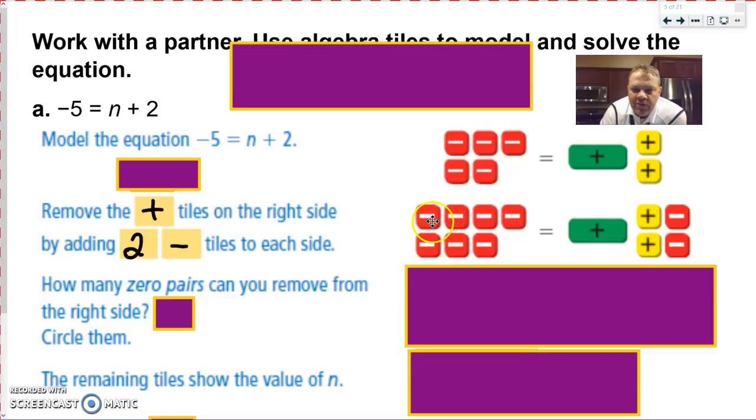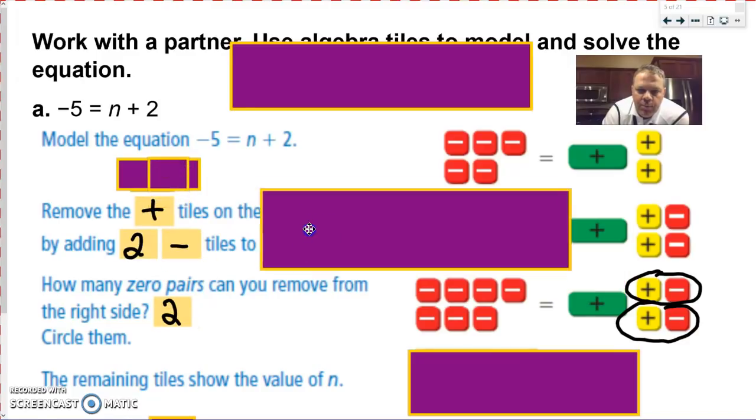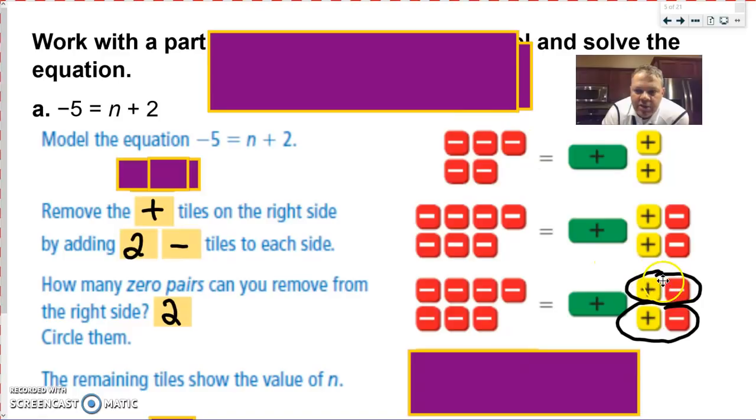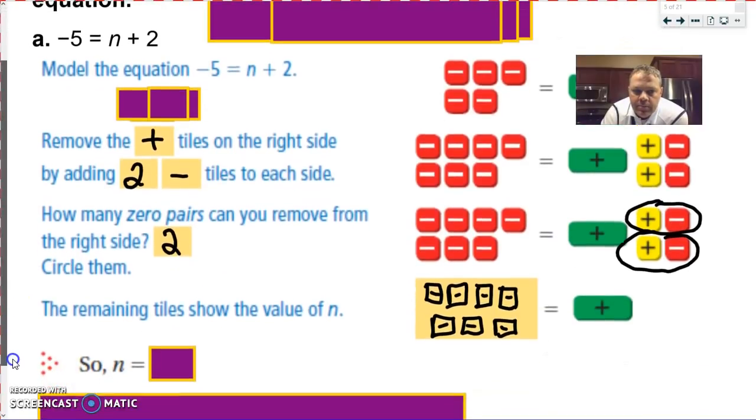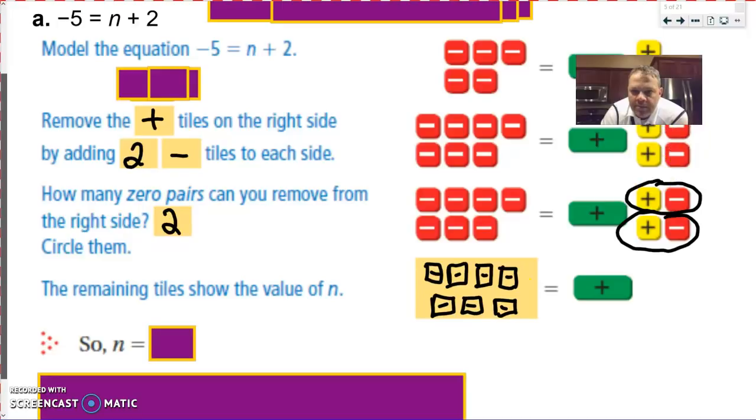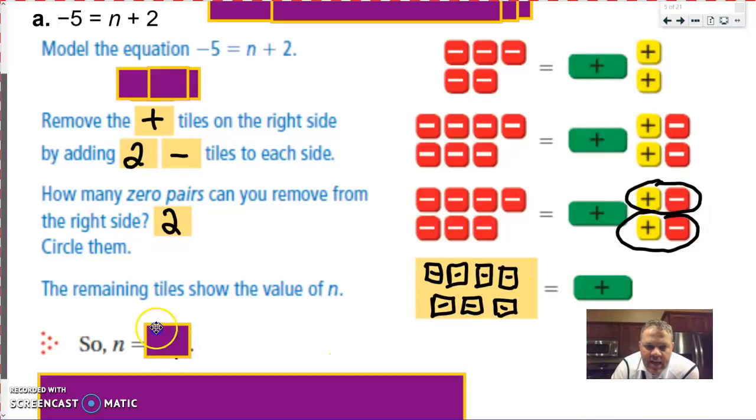I added 2 negatives here with the already 5 negatives. How many pairs can we remove? We can get 2 pairs. And as you can see over here, I circled the 2 that I can remove. I can't remove any on this side because they are all negative. So on the right side, I have x. On the left side, I have 7 negatives. Therefore, our answer will be n equals negative 7.